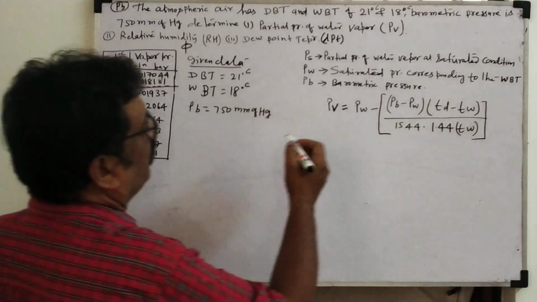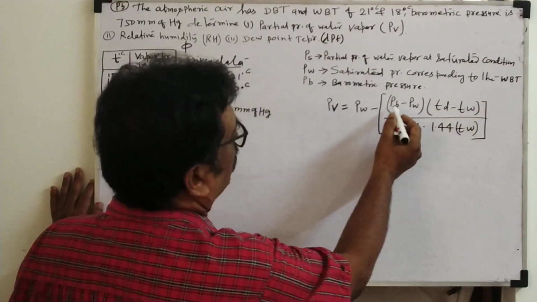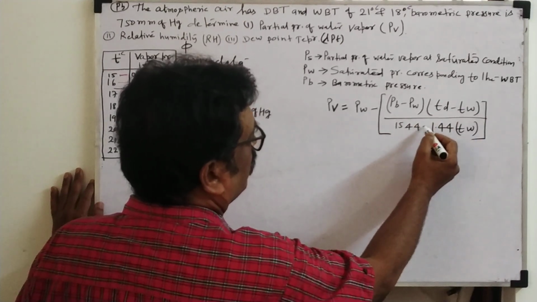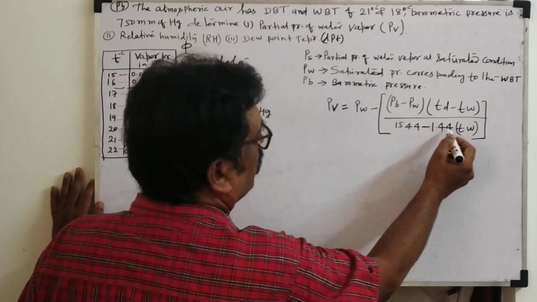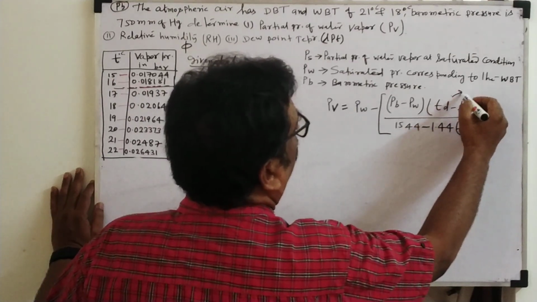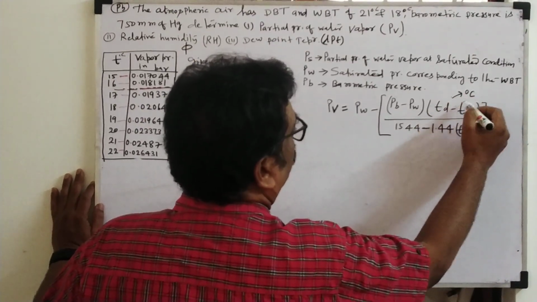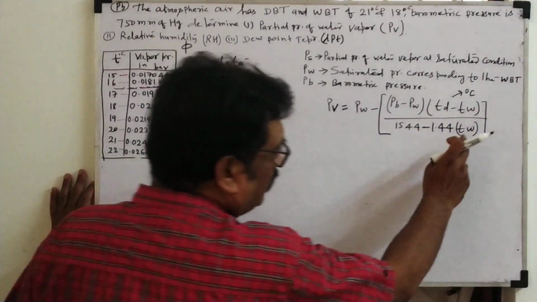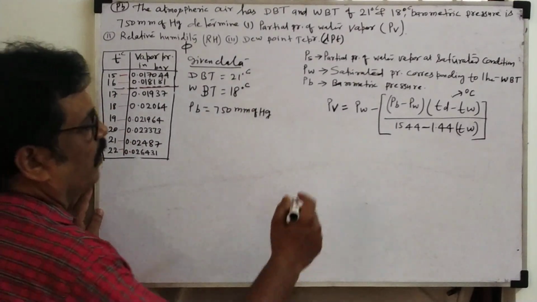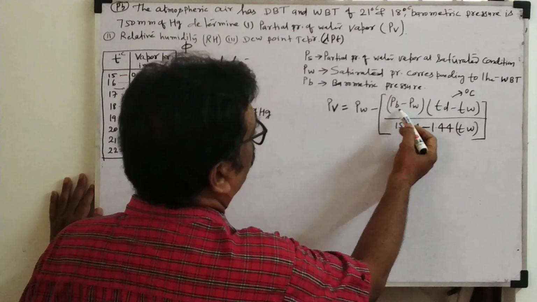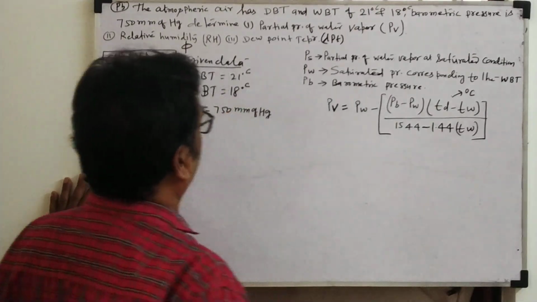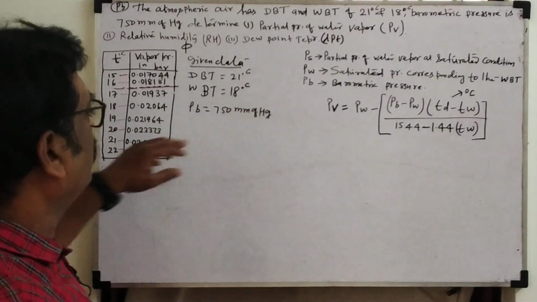So the formula for the partial pressure of water vapor is PV = PW minus PB minus PW, TD minus TW, over 1544 minus 1.44 TW. TD and TW are the dry bulb and wet bulb temperatures, and they should be in degrees Celsius only. So for this, what are the unknowns? PV is unknown, and the other things are known. PB is already given as 750 mm of Hg.